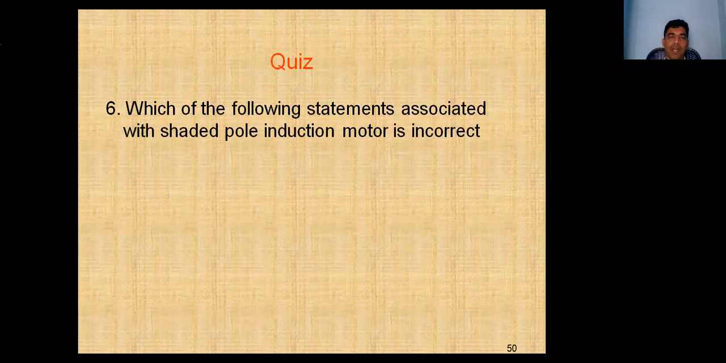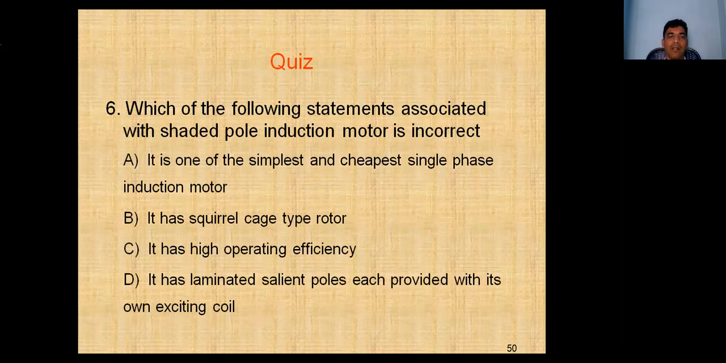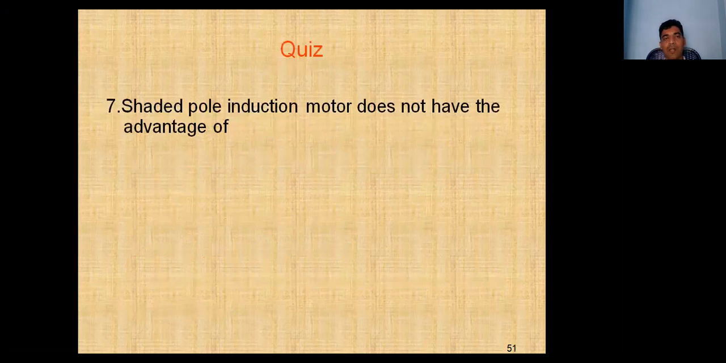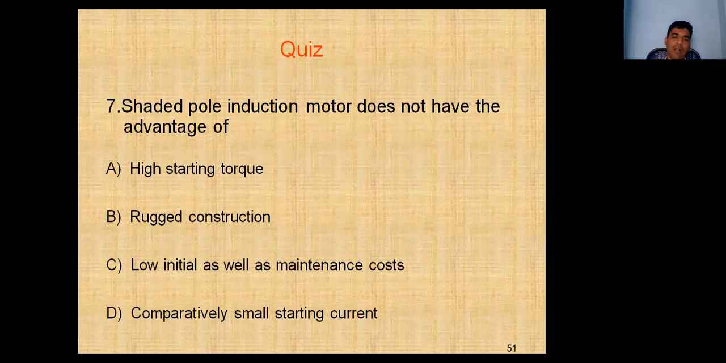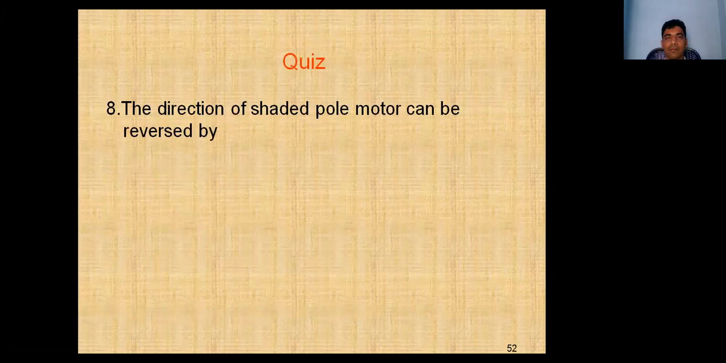Which of the following statements associated with the shaded pole induction motor is incorrect? It is one of the simplest and cheapest single phase induction motors. It has a squirrel cage type rotor. It has high operating efficiency. It has laminated salient poles, each provided with its own shading coil. So high efficiency is the wrong statement; its efficiency is very low, only around 60%. Shaded pole induction motor does not have the advantage of high starting torque is the correct answer. Rugged construction, wrong answer. Low initial as well as maintenance cost, wrong answer. Comparatively very small starting current, wrong answer. So high starting torque is the wrong answer.